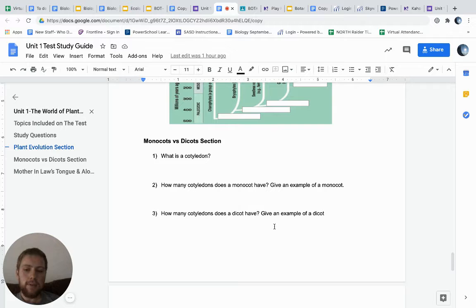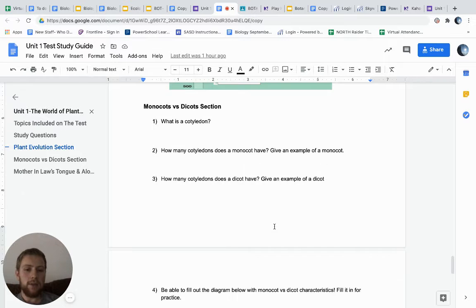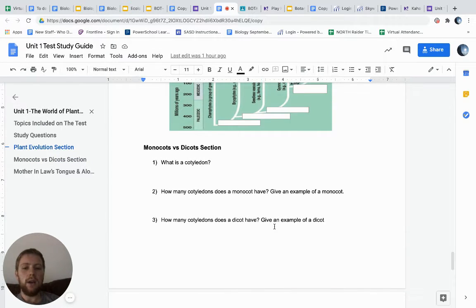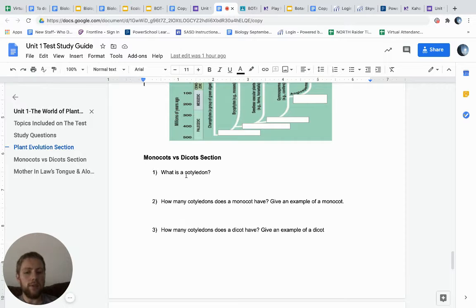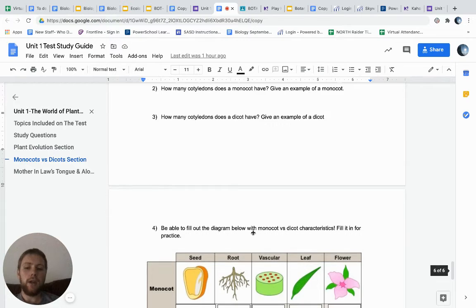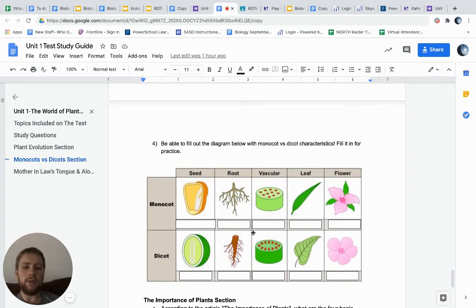Monocots, dicots, we didn't spend a whole lot of time on this in class, so you likely won't see a whole ton on it, but I want you to know what is a cotyledon. So recall your notes. Embryonic seed leaf. How many cotyledons does a monocot have? How many does a dicot have? And then give an example of each. And we'll see this in the Kahoot game in a few minutes.